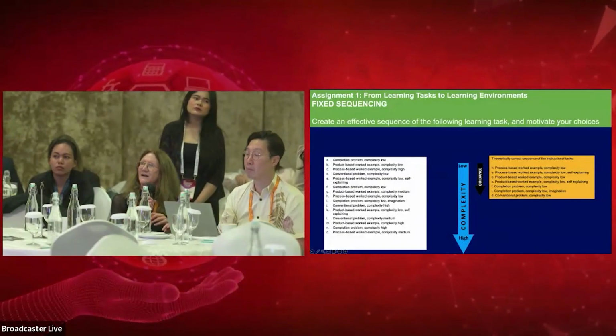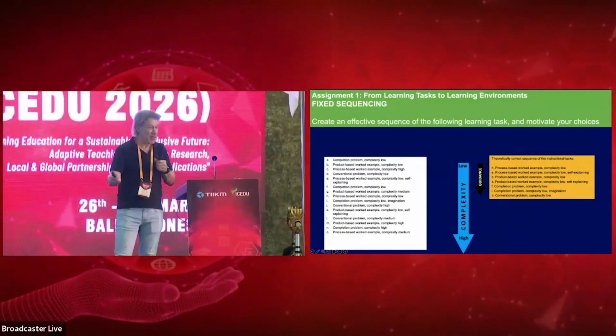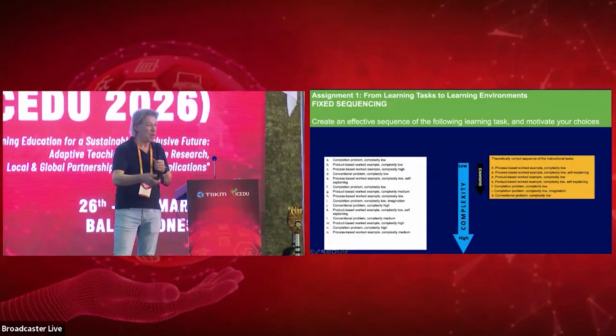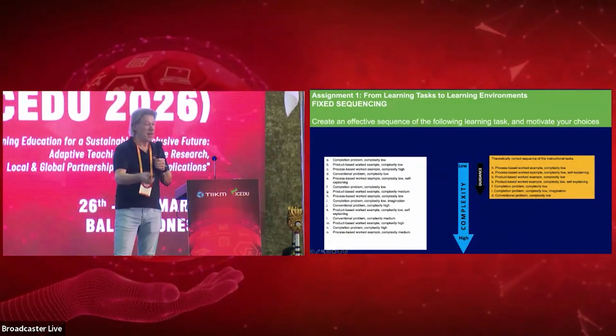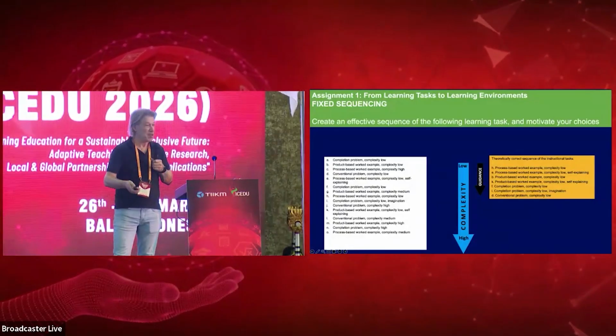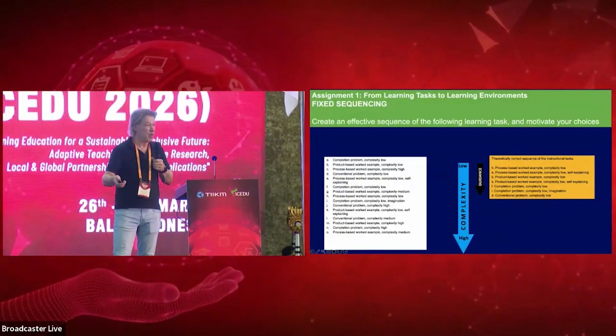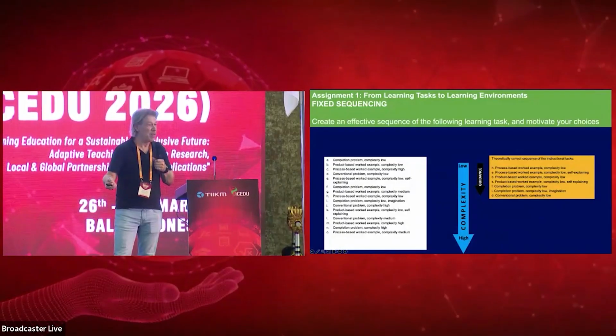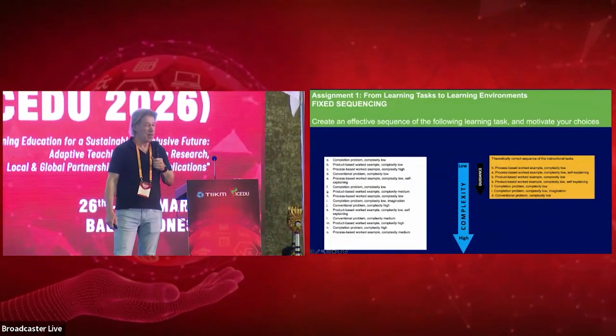So this is a theoretical fixed sequence, and of course every teacher would probably intervene if he or she sees that the student already has prior knowledge or finds the work very easy. Yeah, thank you so much.